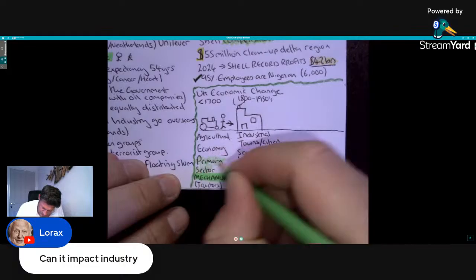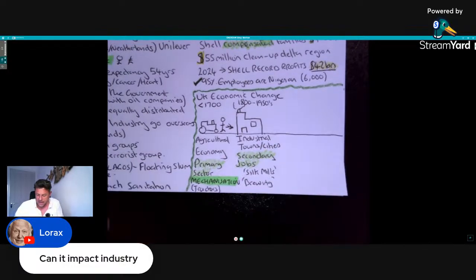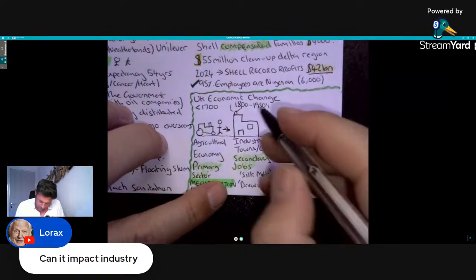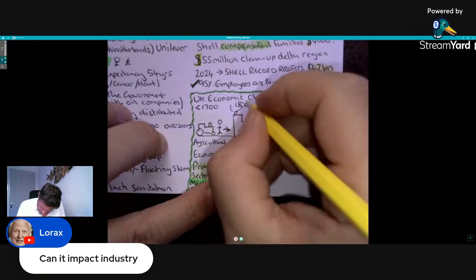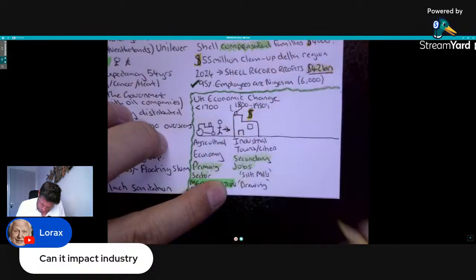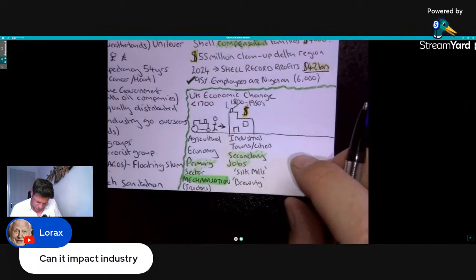And interestingly, this is when the UK was its richest. We used to sell a lot of these products to the empire, and we became really wealthy. So I'm going to put a little pound sign up here. This is when the UK was its wealthiest. It was the richest country in the world in the 1900s because of its industrial base and industry.